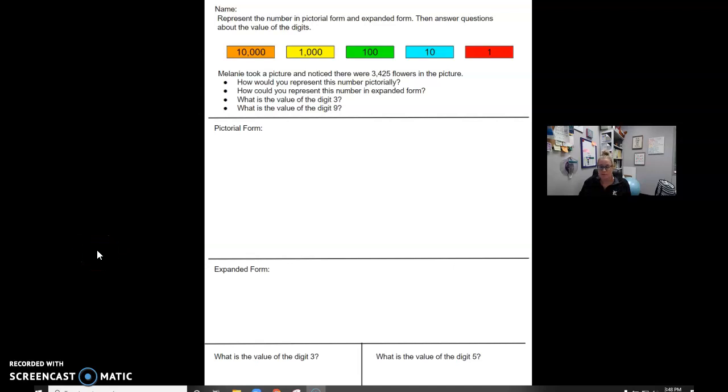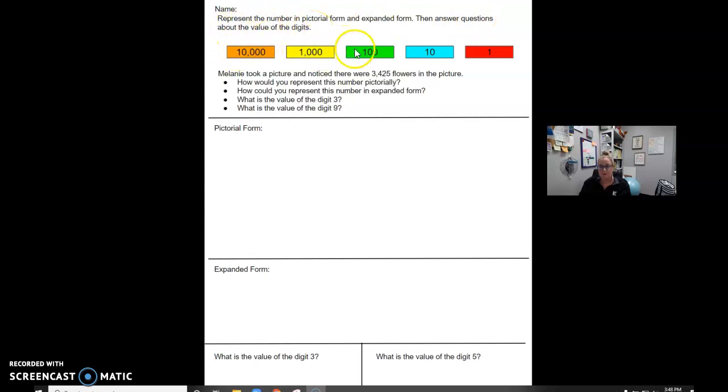Okay, so as promised, we're going to start working on place value. At the top, you're going to have your name. Underneath it, it actually tells us our directions. So we're going to represent the number in pictorial form and expanded form. Then we're going to answer questions about the value of the digits.